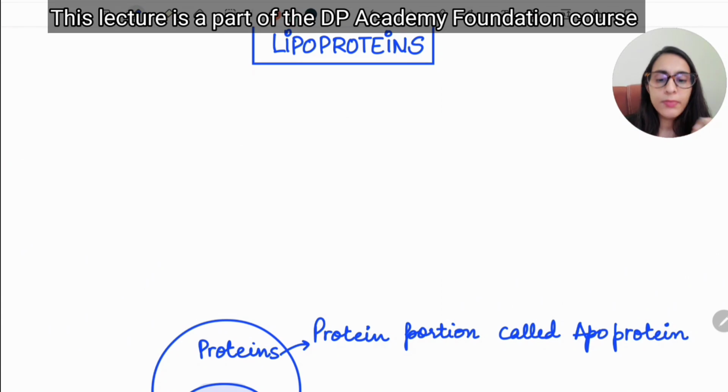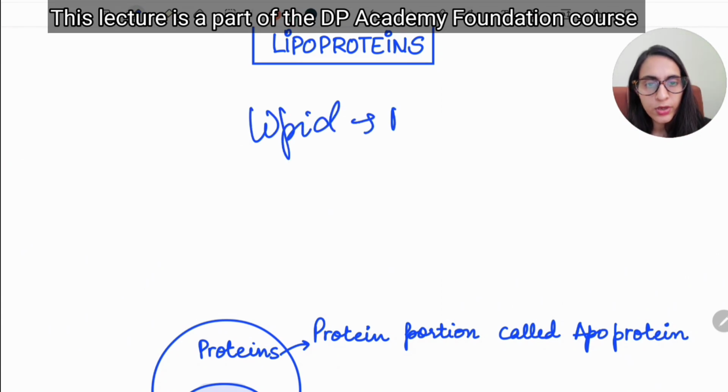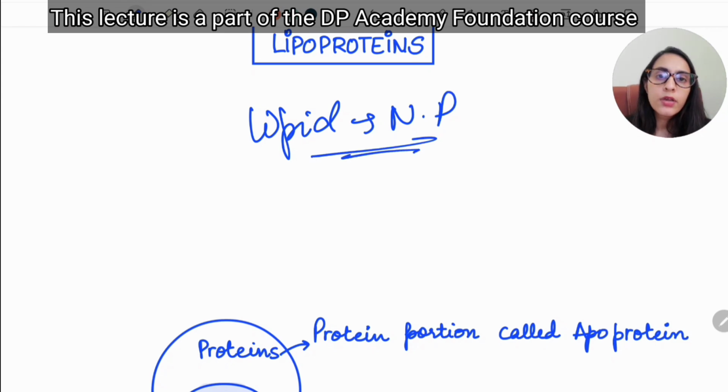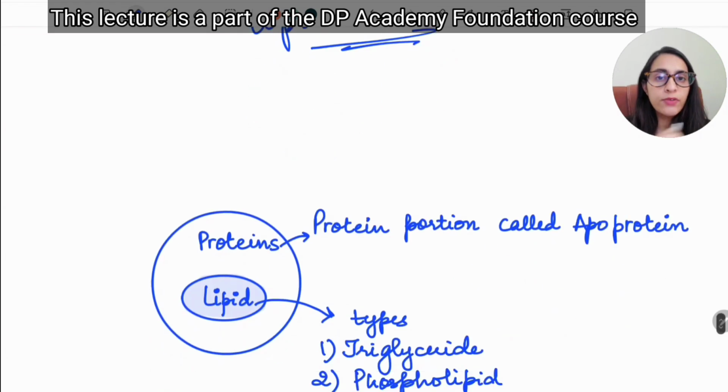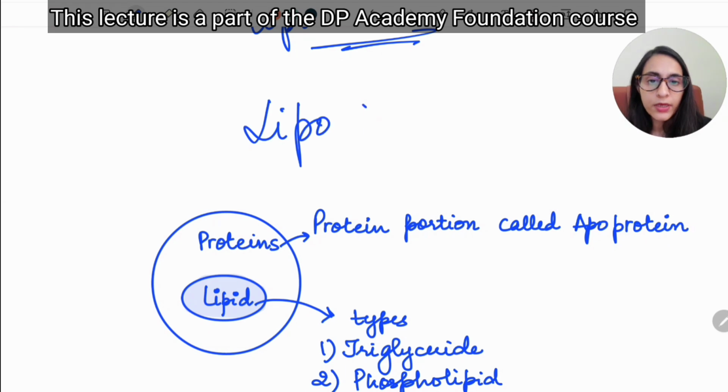Lipid transport in the blood is difficult because, as we have already studied, lipids are non-polar and blood is polar. We know carbohydrates are polar, so that is why it is easy to transport a carbohydrate. But how do we transport lipid from one part to another in the blood, because the blood is polar and lipids are non-polar? So the body has made a strategy to transport lipids, that is in the form of lipoprotein.